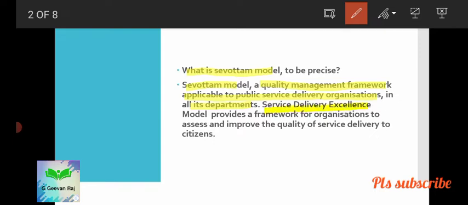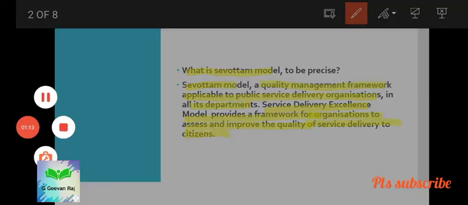Service delivery excellence model provides a framework for organizations to assess and improve the quality of service delivery to the citizens. So the Sevottam model is a service delivery model which aims to give excellent service to the citizen, and it also aims to improve the quality of service delivery and assess the service delivery of the system towards the citizen.